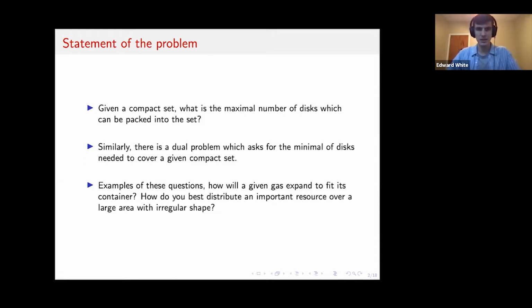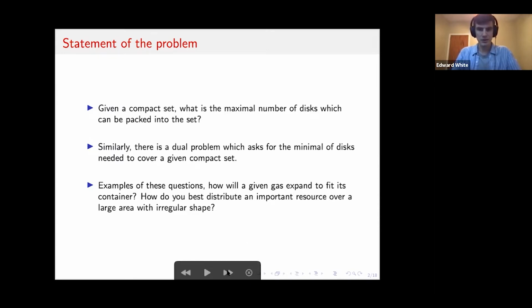Now, these questions have some interesting applications. For example, if you have a gas that's fitting in a container or some large region, how will the gas expand to fit the container? Or in the case of covering, you might think about how you distribute an important resource over a large area with irregular shape to make sure that all regions in the area are equally served.